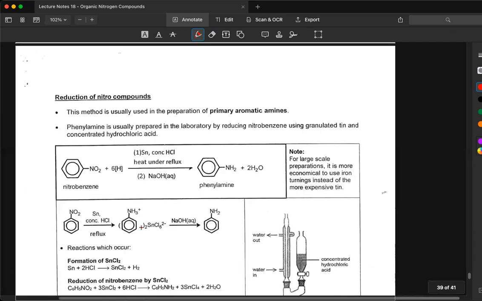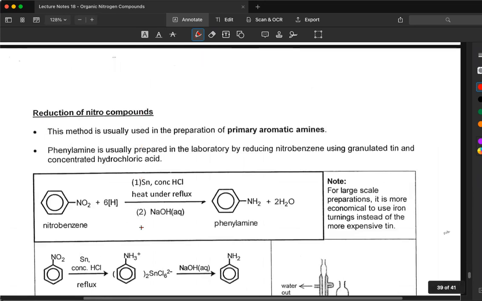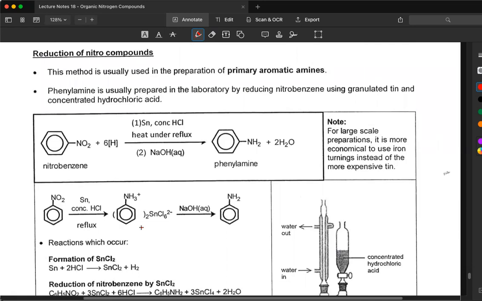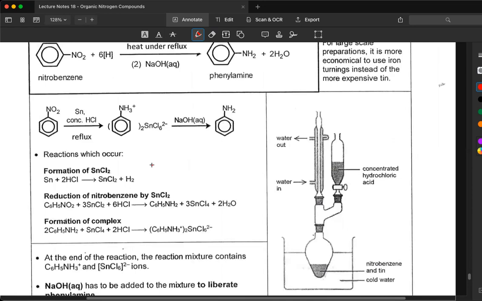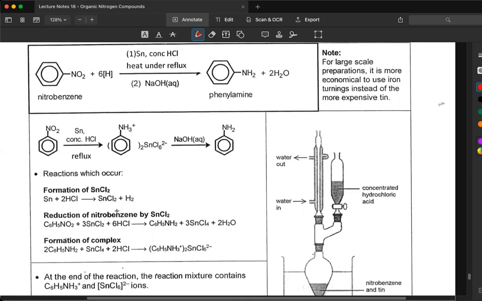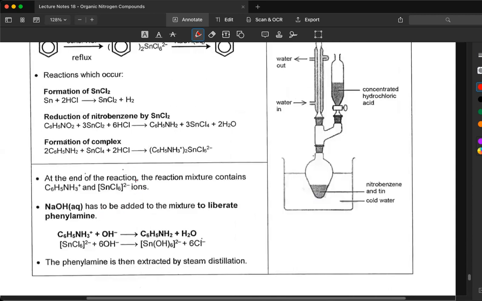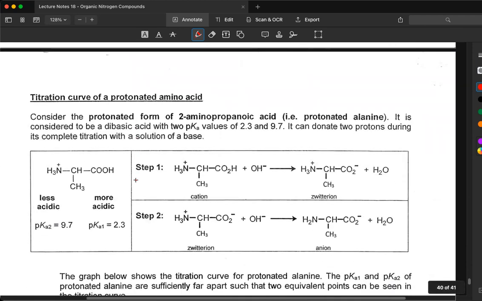Now we are moving on to the appendix. We are done with the syllabus. So this is just extra information on the previous concepts we covered. Like how do you prepare phenylamine in the lab? You can use nitrobenzene under these conditions. I think this is just for your information. You don't have to memorize the specific equation, but just understand how it goes.